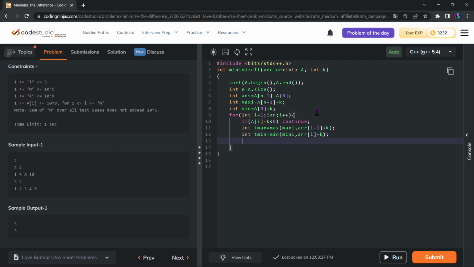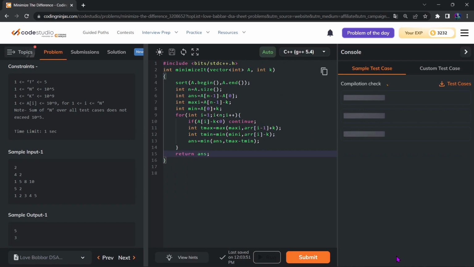Okay, now what our answer can be? So our answer, this t max minus t min can be our answer. So we'll say if it is smaller than the already present value, it is our answer. So we'll say t max minus t minimum. Okay, so we have completed this. Let's return the value and let's check if this is correct.